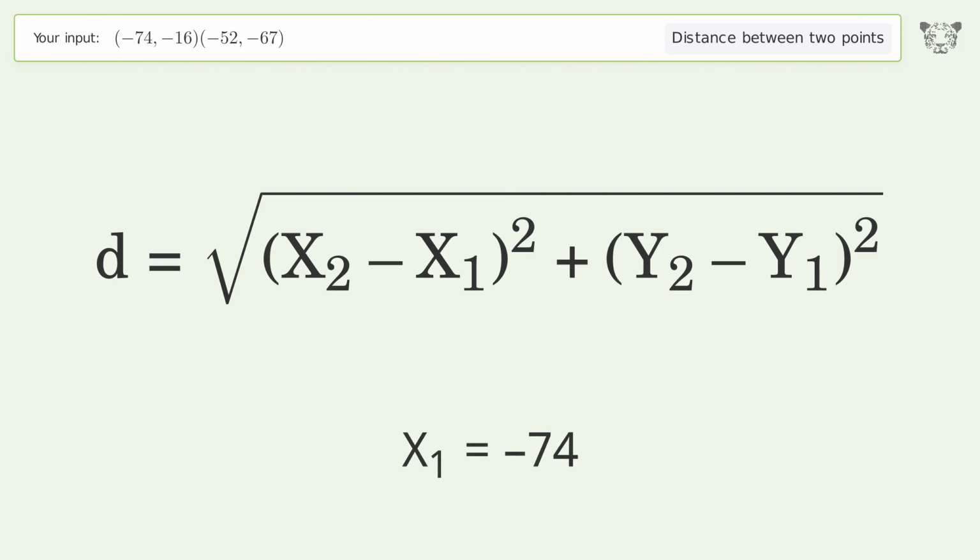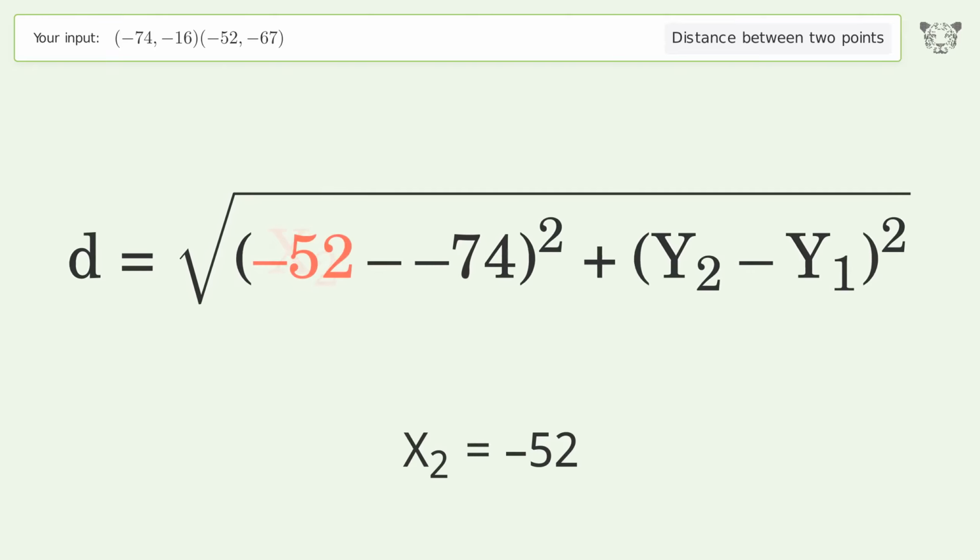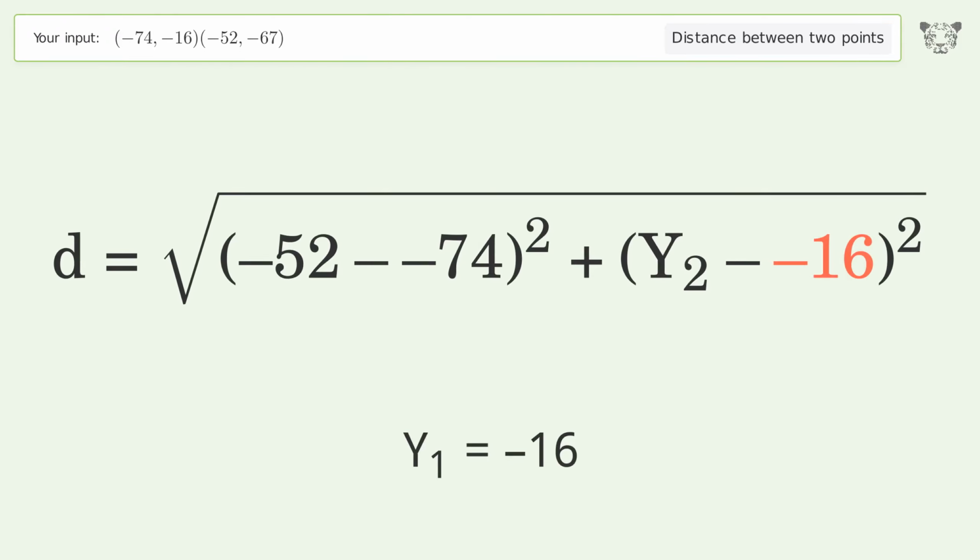x1 equals -74. x2 equals -52. y1 equals -16. y2 equals -67.